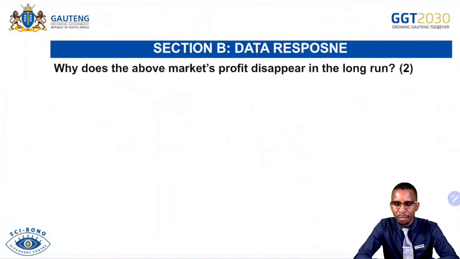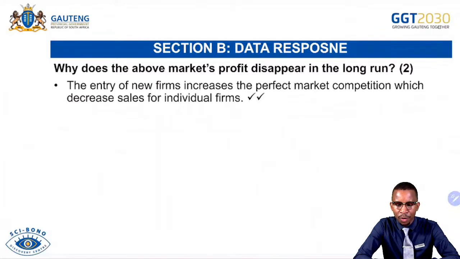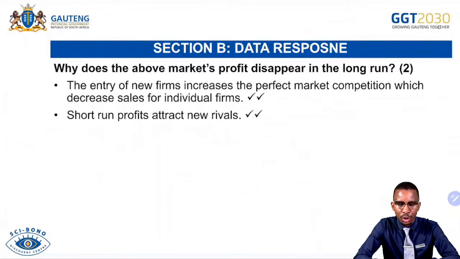Why does the above market profit disappear in the long run? Remember that in the perfect market, there is free entry of new businesses, just as firms are free to leave the market. So if the number of firms increases in the long run, the profit that was enjoyed by businesses declines to normal profit because of the increase in competition. The entry of new firms increases competition in the perfect market, which decreases the sales for individual firms. Short-run profit attracts new rival firms.